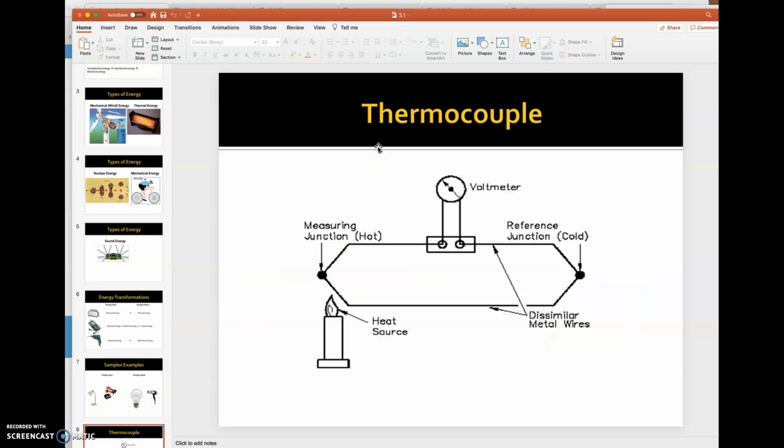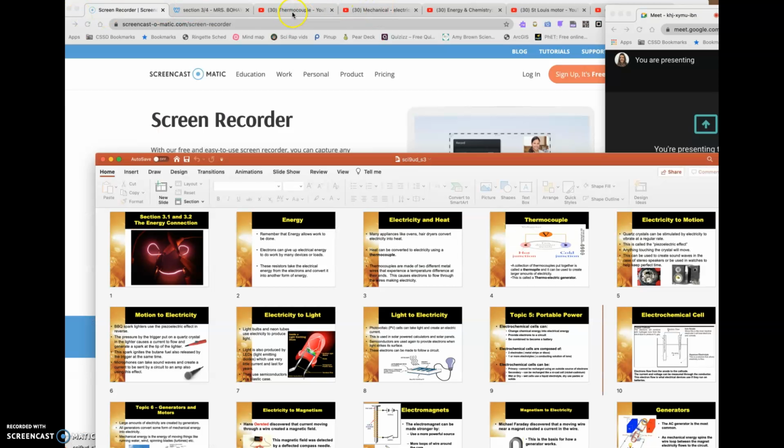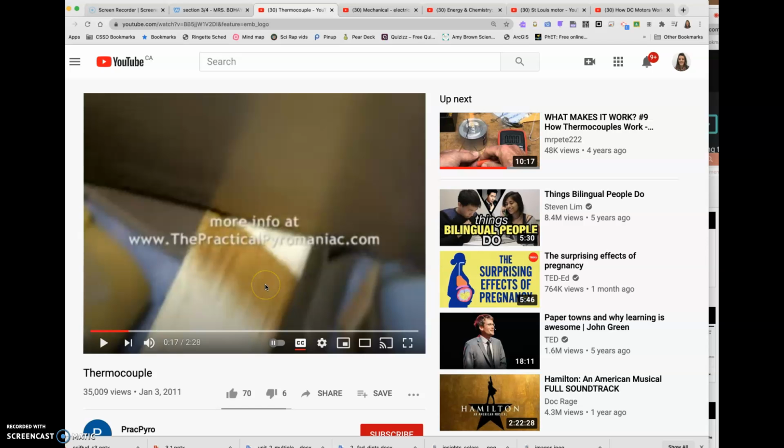Next, we're moving on to thermocouple. This is a pretty old school picture, and as you know, I'm not really into old school pictures. I like videos. So we're going to bust out this thermocouple one.